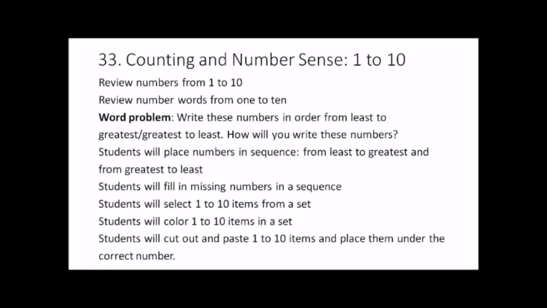Counting and number sense 1 to 10, review numbers from 1 to 10, review number words from 1 to 10. Write these numbers in order from least to greatest, from greatest to least. They can do stuff like that. They will place numbers in sequence, least to greatest, greatest to least, missing number 1 to 10. So you want to review the numbers you've done from 1 to 10, and you can give them various exercises to do in order to do this review.